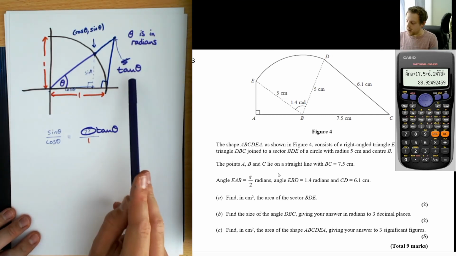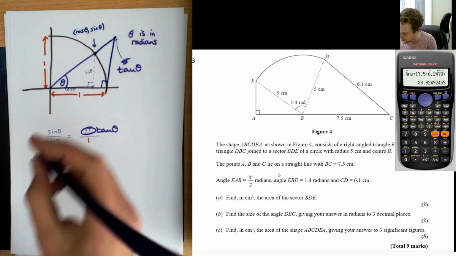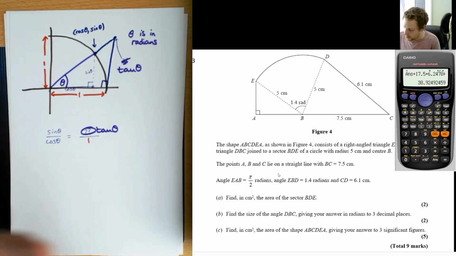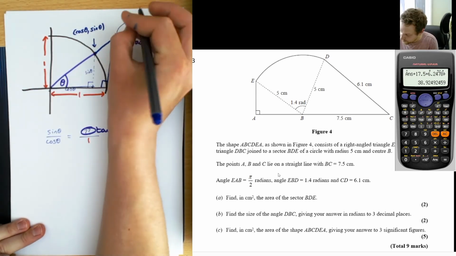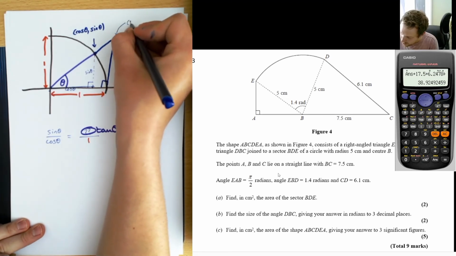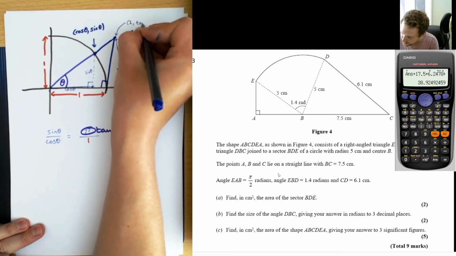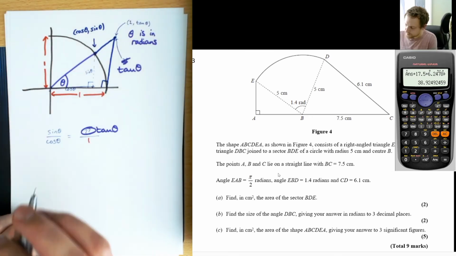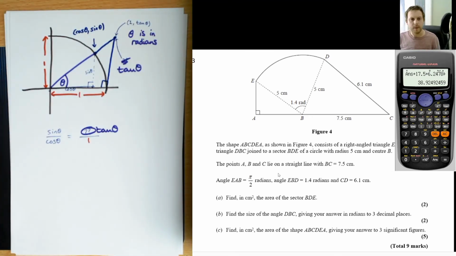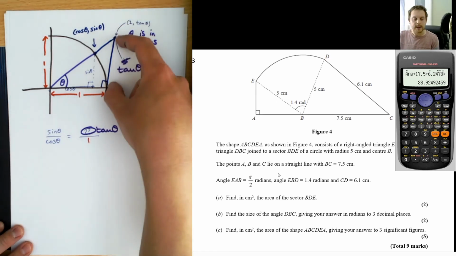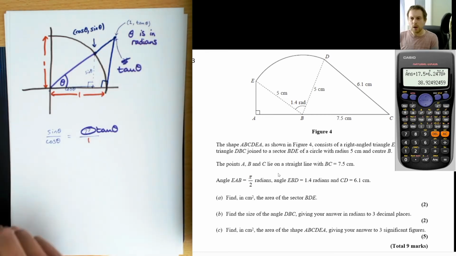So anyway, let me just write in that coordinate. So this is 1 along and tan theta up. And of course, theta is in radians. So now that we've established that and that this here is tan theta tall, I'm going to compare three areas.